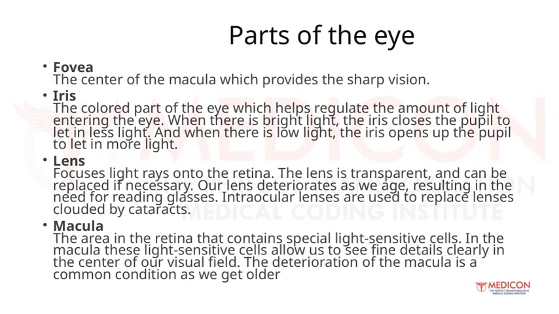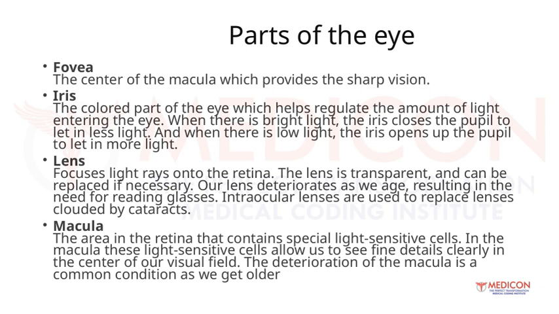Let's take a closer look at the parts of the eye. First, we have the fovea, which is located right at the center of the macula. This tiny area is incredibly important because it's responsible for our sharp, detailed vision. When you focus on something, it's the fovea that helps you see it clearly.